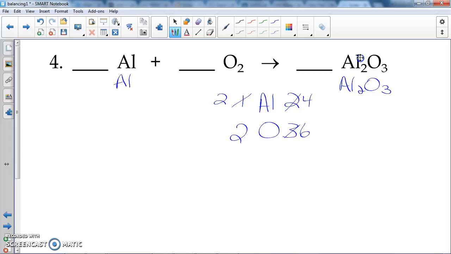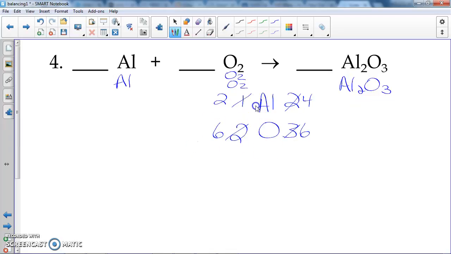All right, fix my oxygen still. Don't worry, I know we messed up the aluminums. We'll come back to them. We're still working with oxygen. I need 6 on the left. So that's 4. 2 plus 2 is 4. And now that's 6. So now I have 6 oxygens. 2, 4, 6. Now I have 6 and 6 for oxygen right here.